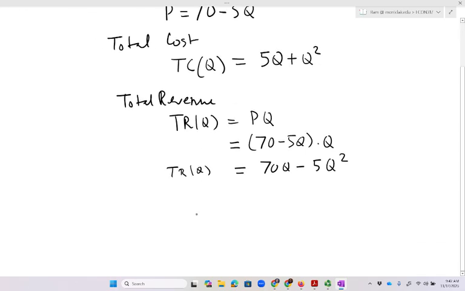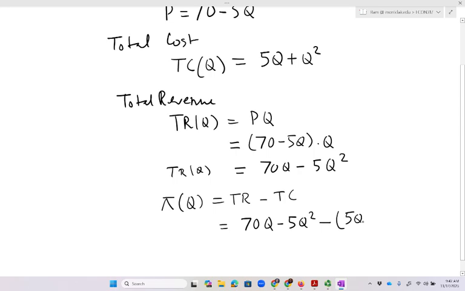We already know the total cost, so profit as a function of Q is the total revenue minus total cost. I am omitting the fact that each one of them is a function of Q. So now I will replace for total revenue. I am going to write 70Q minus 5Q square, and then the total cost is given to be 5Q plus Q square.